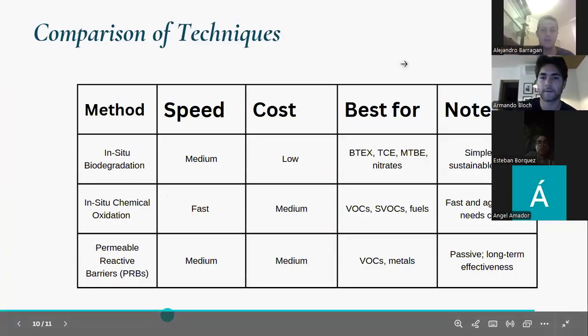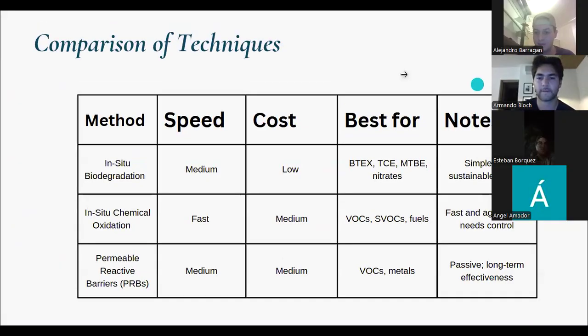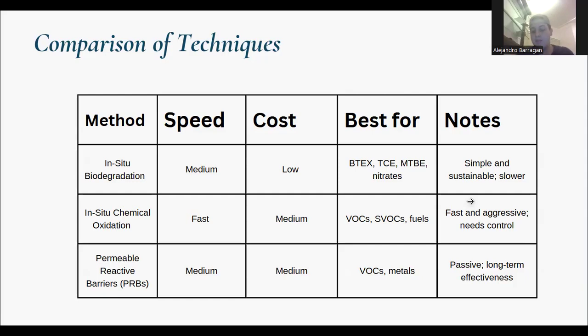So now we can see the comparison between the techniques. First of all, biodegradation: the speed is medium, but the cost is low. It is best for BTEX, TCE, MTBE, and nitrates. As a note, it's pretty simple and sustainable, but it's slower than other methods.